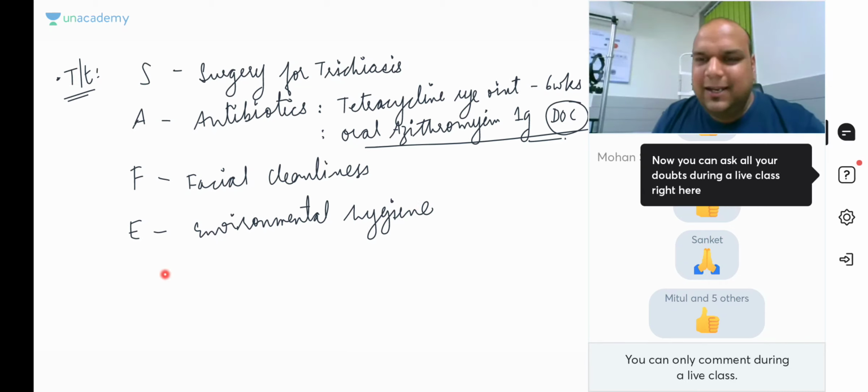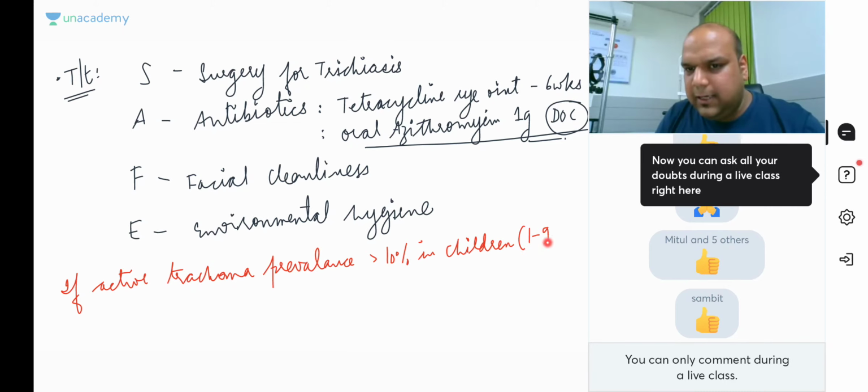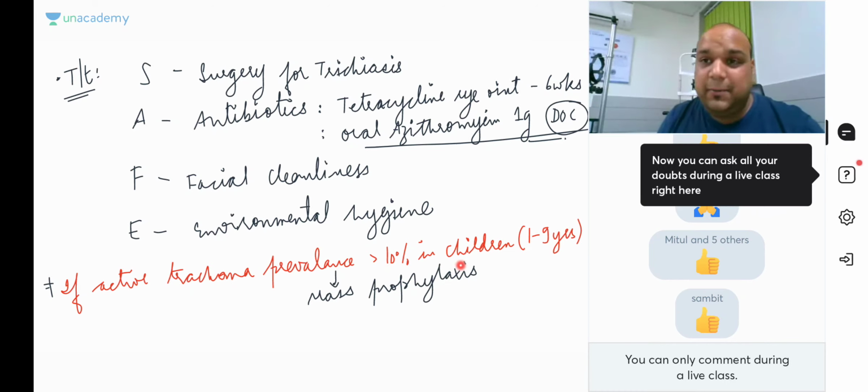Now, the treatment is indicated based on the prevalence, everybody. If active trachoma prevalence is greater than 10% in children 1 to 9 years of age, then we have to do mass prophylaxis. Then we know that it will become endemic or an epidemic.